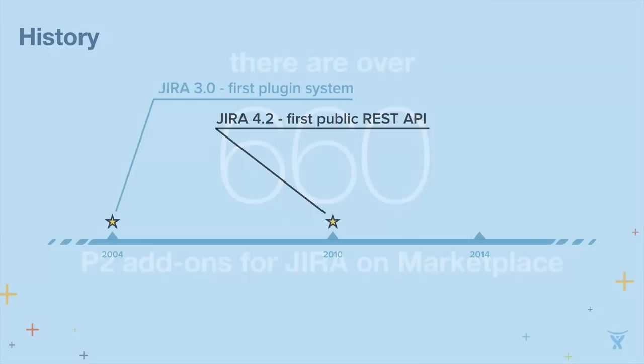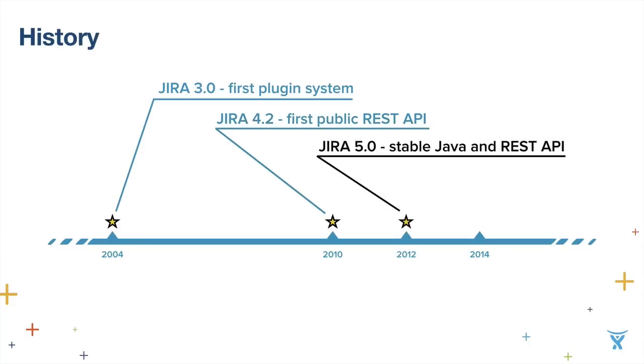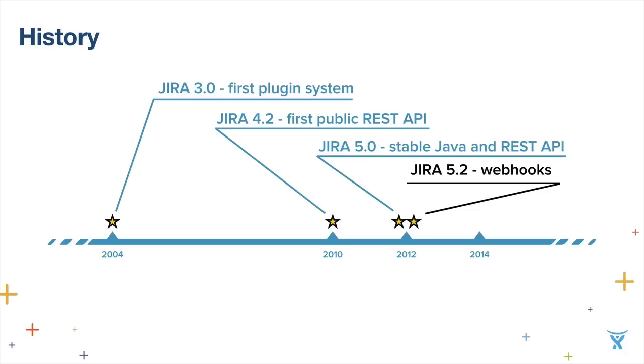So after releasing the P2 platform, we of course haven't stopped at that point in time. In October 2010, we released JIRA 4.2 together with its first public and stable REST API. And 2 years later, in February 2012, we released JIRA 5, where this REST API was greatly improved, made much more stable, together with the Java API. And later, the very same year, we released JIRA 5.2 with webhooks.